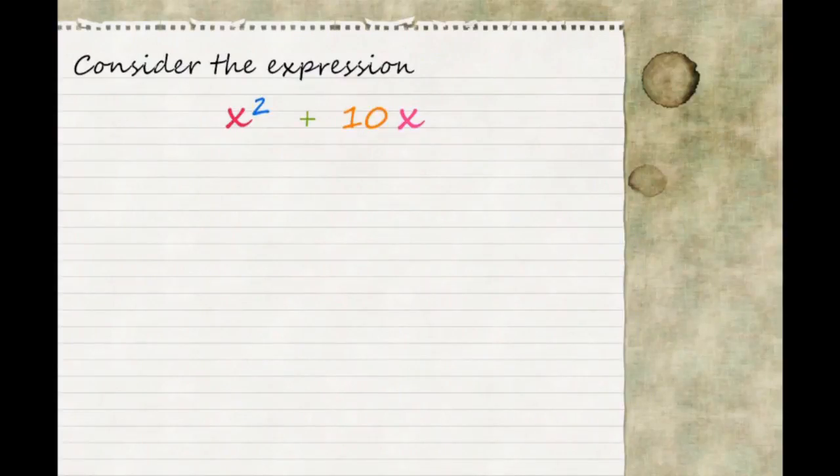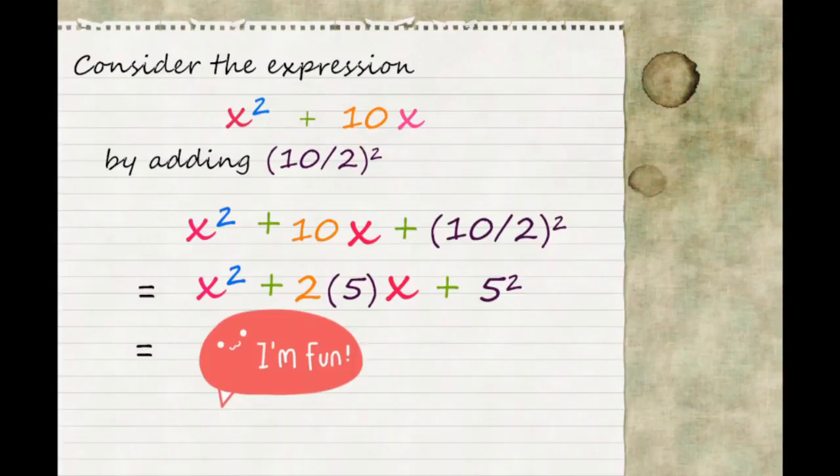Let's look at an example. By adding the square of 10 over 2, that is the square of 5, we will be able to create a quadratic equation which can be made into a perfect square, following the exact quadratic formula we are asked to recite. In this case, it would be the square of (x + 5).